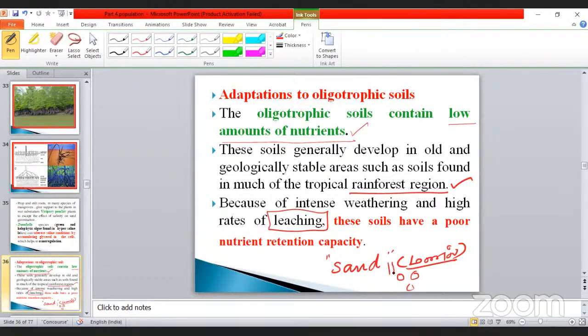So during the rainy season, what happens? The water molecules as well as the nutrition are completely eluted out. That process is called leaching. These soils have a poor nutrition retention capacity. That is very, very important, my dear.